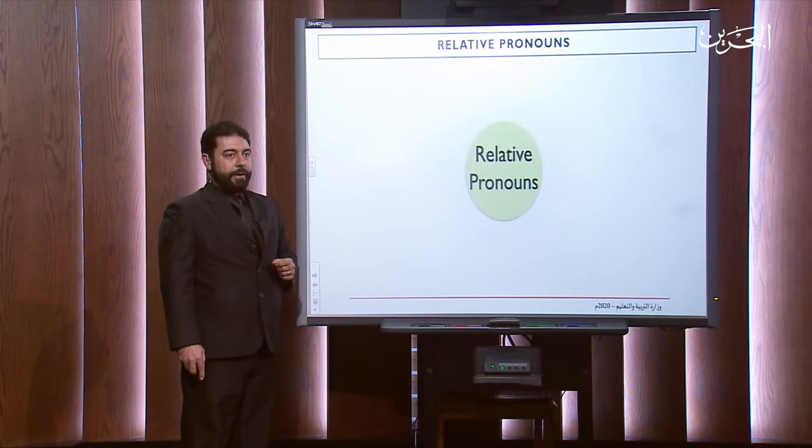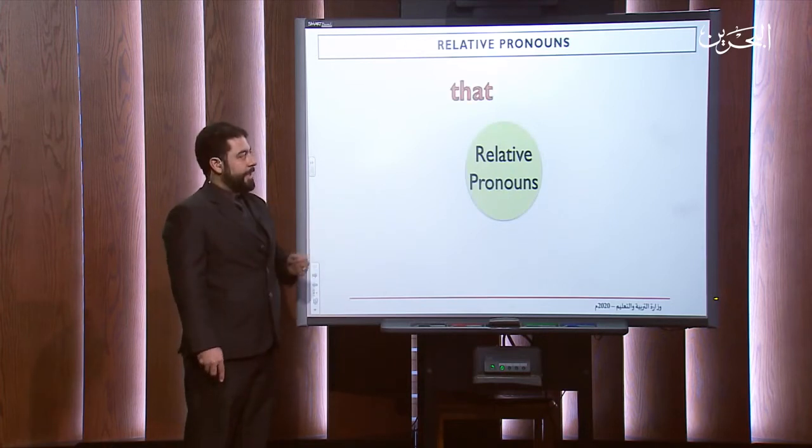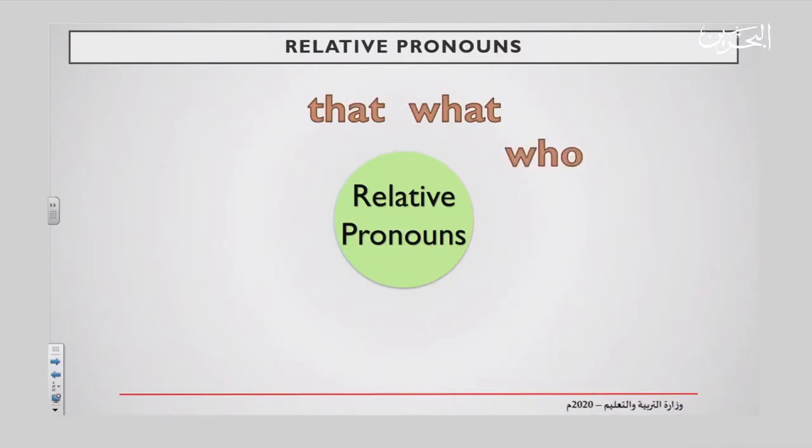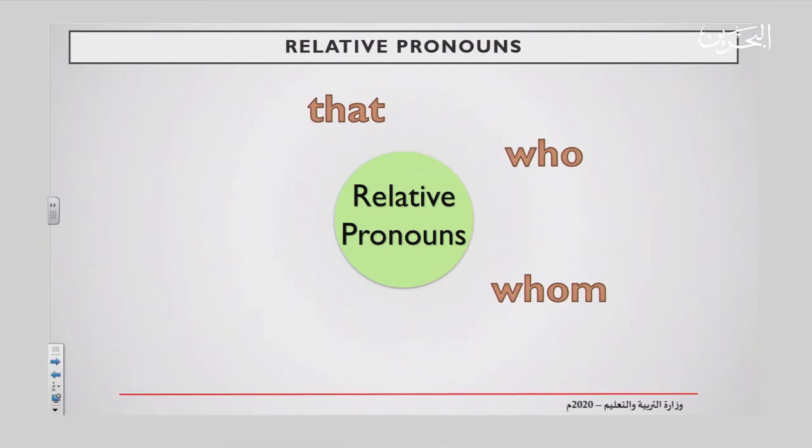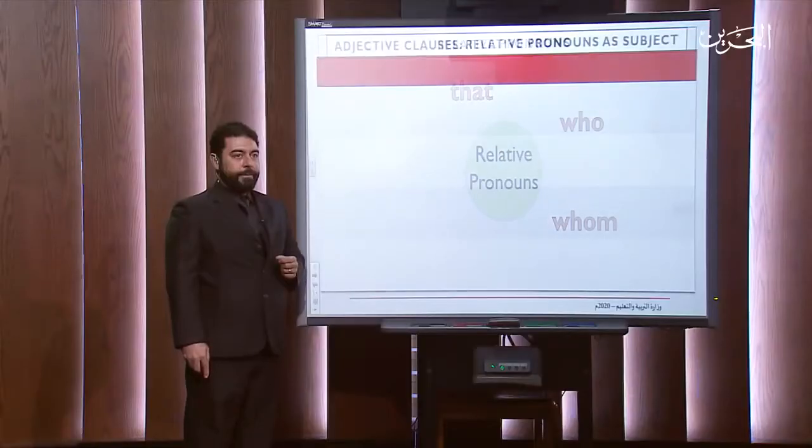So, relative pronouns. We have a set of relative pronouns. For example, that, what, who, which, whom, whose, when, where, and why. But in this lesson, I'm not going to cover all of them, just three of them: that, who, and whom.